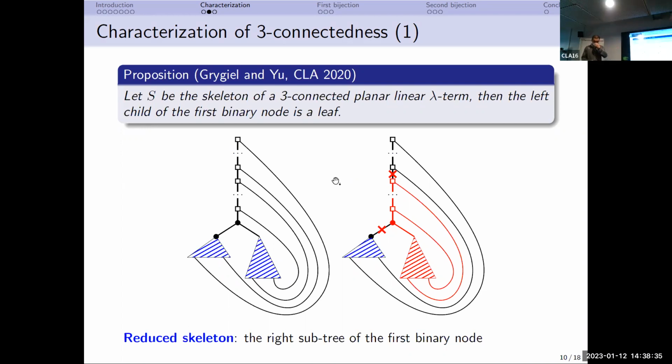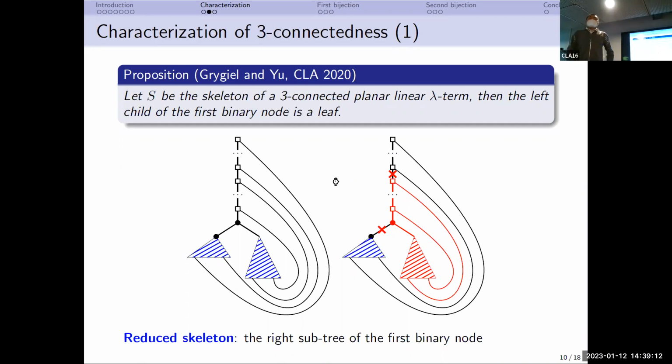Well done. Okay. Sorry for that. Where was I? Okay. So this is not possible because in this case, we delete two edges and it becomes disconnected. So it's not free connected. So it means that the left child of this first binary node must be a leaf. And we can just ignore the whole part here because we know that there's no extra structure here. And we consider what we call the reduced skeleton, which is simply the right subtree of the first binary node.